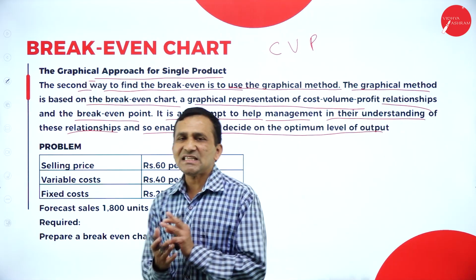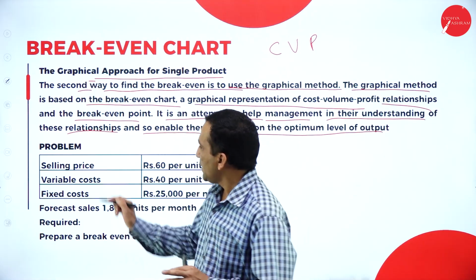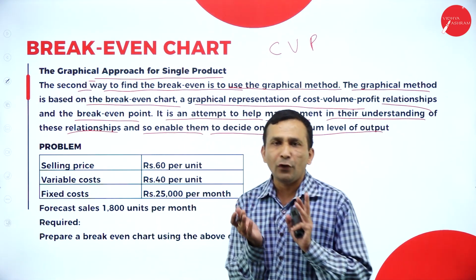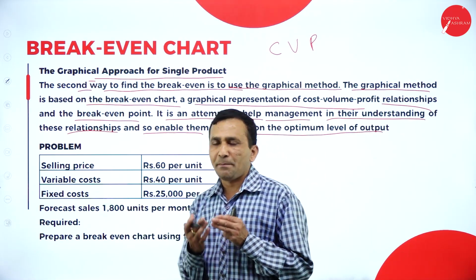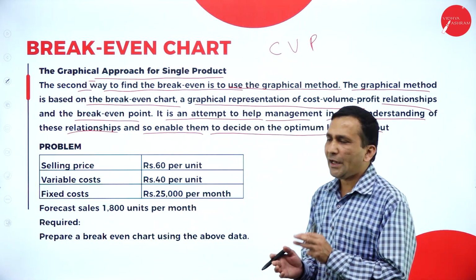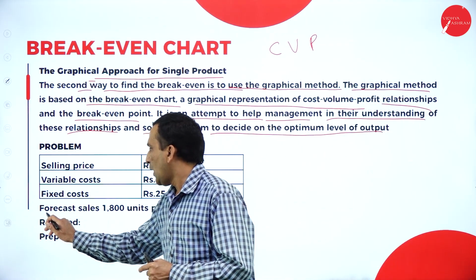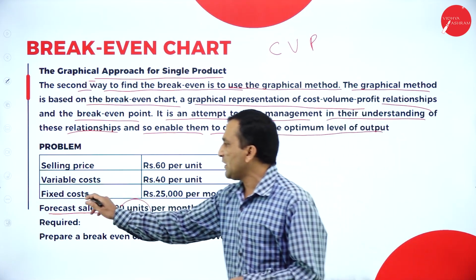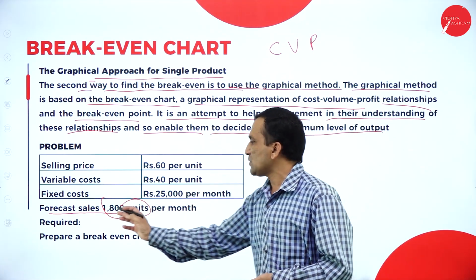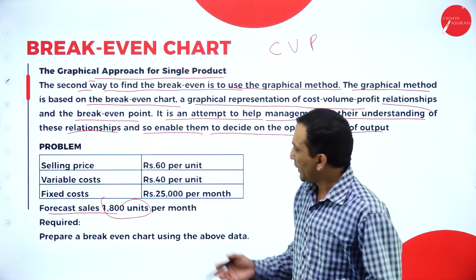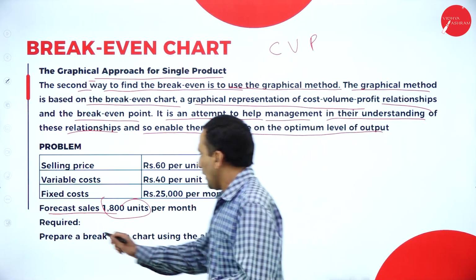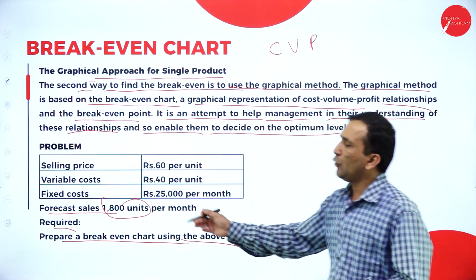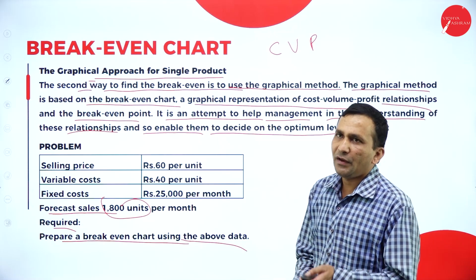There is one problem to understand this better. The selling price is given as 60 per unit. Variable cost is 40 per unit and the fixed cost per month is 25,000. Additional information: forecast sales is 1,800 units. If you want to find the fixed cost per unit, 25,000 divided by 1,800, we can easily find it. We are required to prepare a break-even chart using the above data, so with the help of the given data we are plotting the graph.